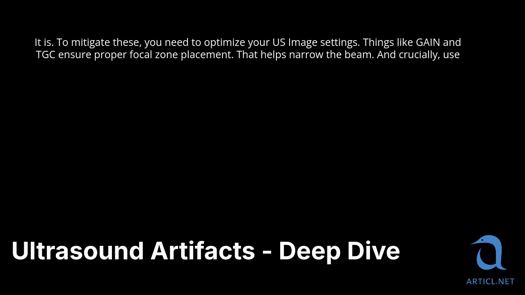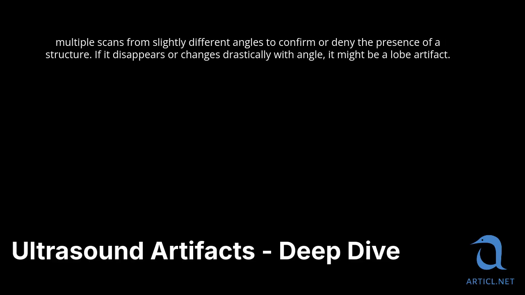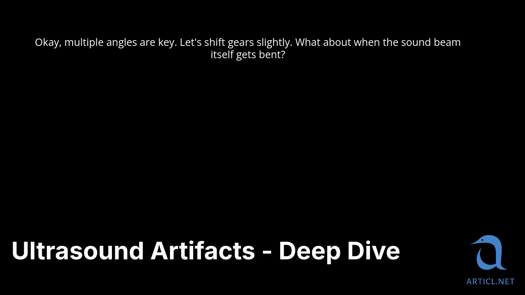That's tricky. It is. To mitigate these, you need to optimize your ultrasound image settings, things like gain and TGC. Ensure proper focal zone placement, that helps narrow the beam. And crucially, use multiple scans from slightly different angles to confirm or deny the presence of a structure. If it disappears or changes drastically with angle, it might be a lobe artifact. Okay, multiple angles are key.